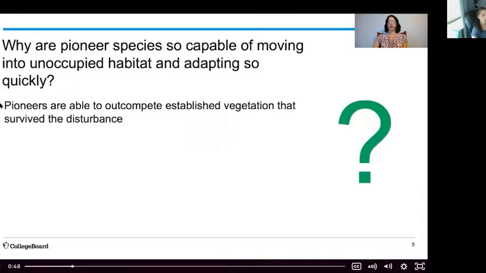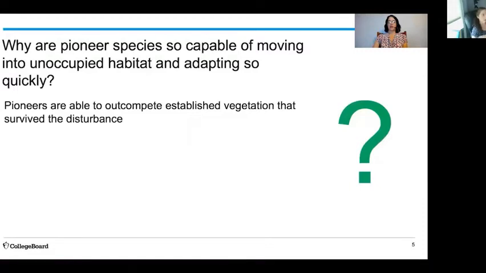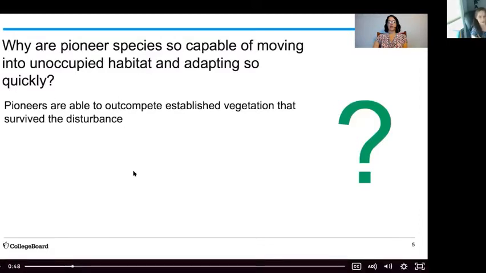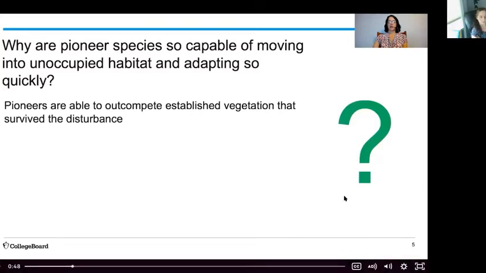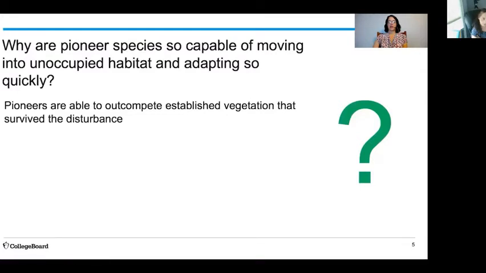So I was supposed to stop that. Before we go any further, on your whiteboard, if we're talking about primary succession on bare rock, what are some pioneer species that are able to outcompete or come in? What are some of the pioneer species that you would see? Good, Laura, Jason.